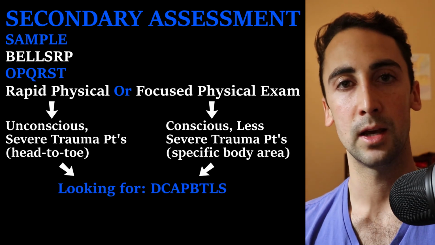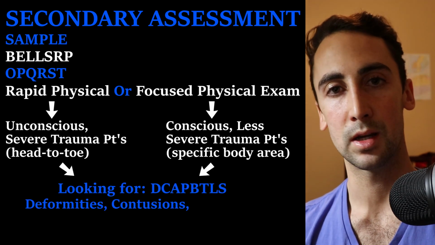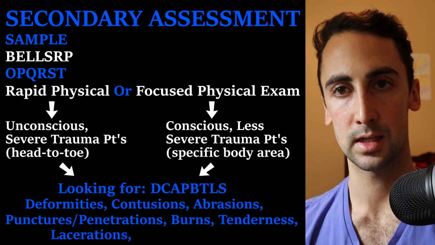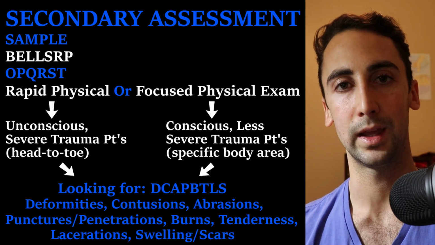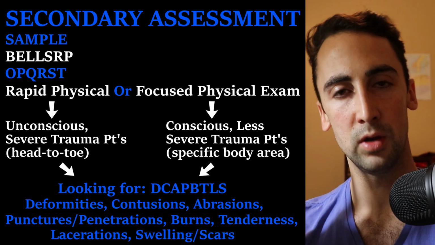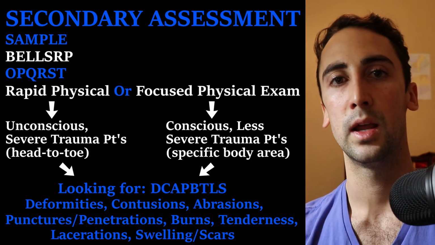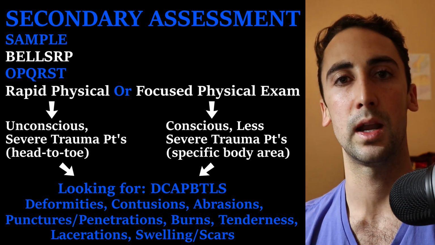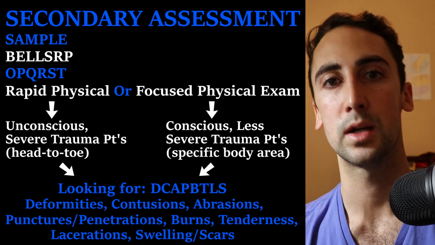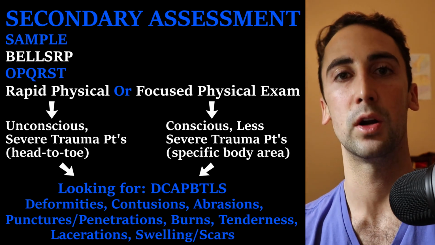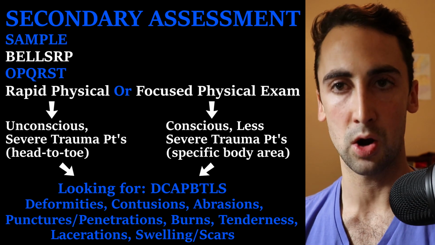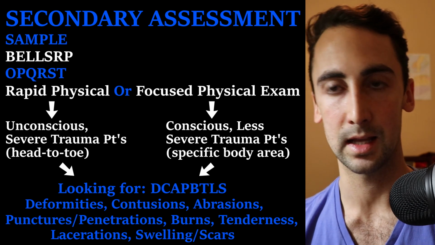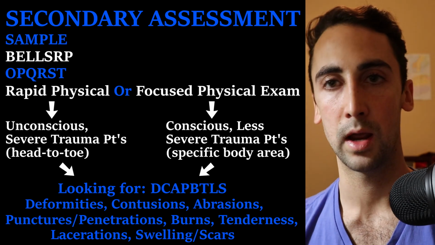For trauma injuries, we are going to be looking for what's called DCAP BTLS. That's going to be deformities, contusions, abrasions, punctures, penetrations, burns, tenderness, lacerations, and last but not least, swelling/scars. So you have all of those in your head as you're doing your head-to-toe assessment on the patient, just looking out for those things. Some of them aren't life-threatening and some of them could be. So when you're doing your assessment, especially in front of your instructor in class, before you start your head-to-toe exam, you're going to have to voice, hey, I'm looking for DCAP BTLS, as you start at the head and work your way all the way down to the toes.